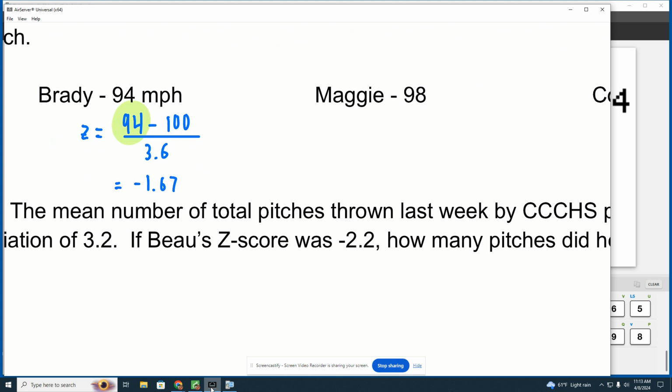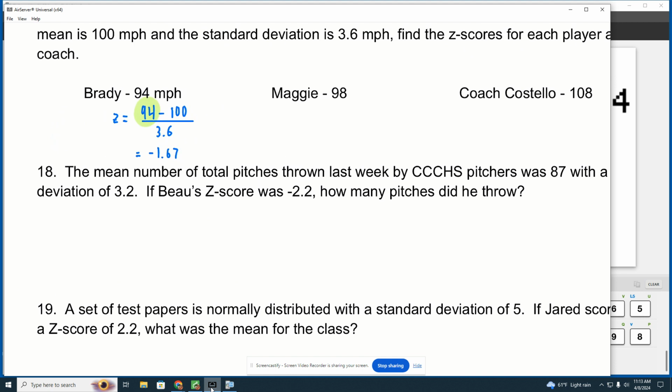We're going to have one of those tomorrow, where it asks you to find the z-score. You're going to have one tomorrow, like number 18, where it asks how many pitches did Bo throw. Well, guys, think about it. If I'm dealing with Bo throwing pitches, which value is it that I don't have? It's not the z-score. It's not the mean. It's not the standard deviation. It's the x.